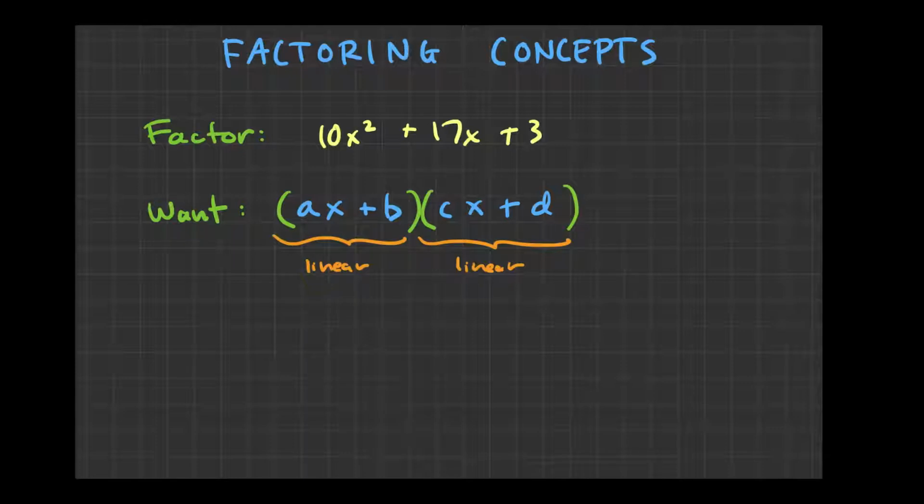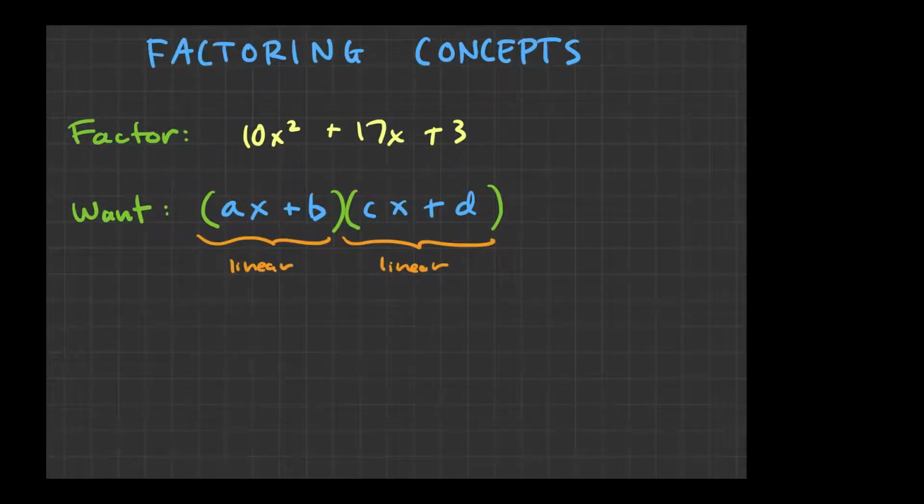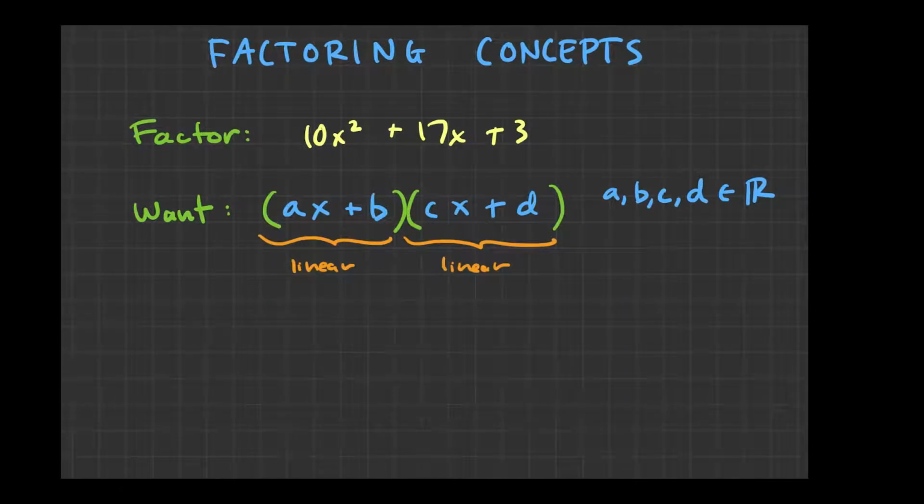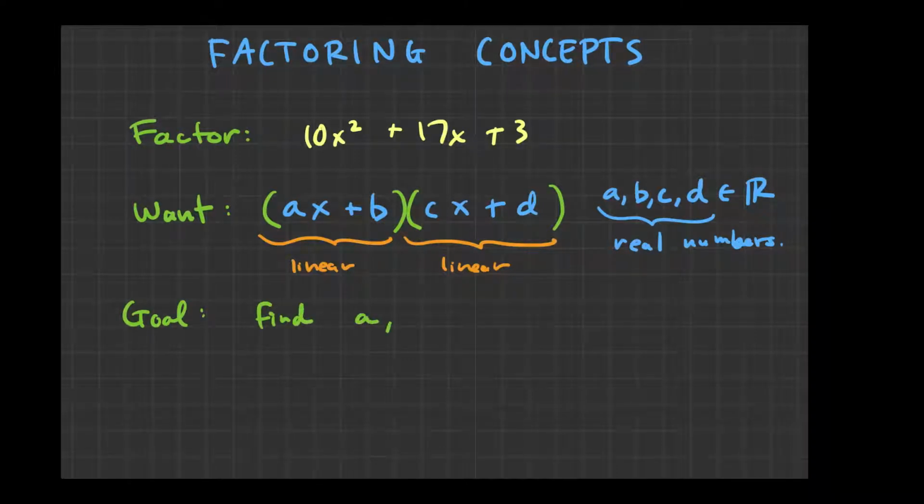Okay, where a, b, c, and d are all real numbers. Okay, they're all real numbers. So what that means is that they're real numbers. Okay? And our goal is to find A, B, C, and D, right? That's what we're trying to do when we factor a quadratic, right?